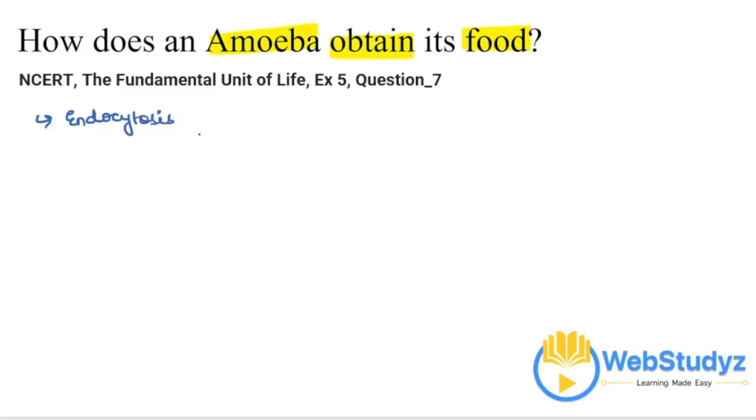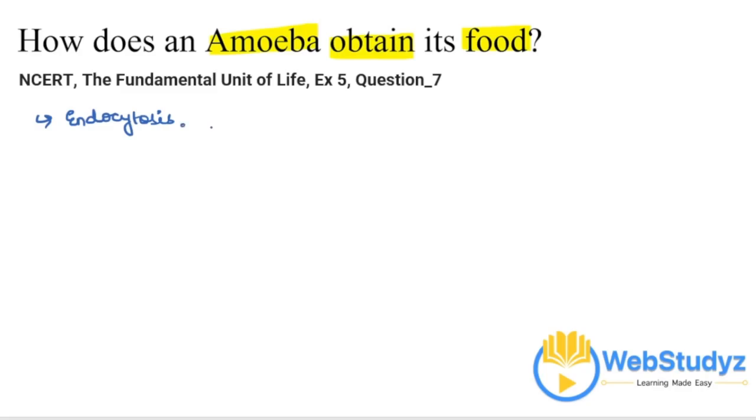So endocytosis is the process through which amoeba obtains its food. Amoeba has a holozoic mode of nutrition, which means it engulfs its food in 5 proper digestive steps. So we can say through the process of endocytosis, an amoeba obtains its food. Why does this happen? How does this happen?